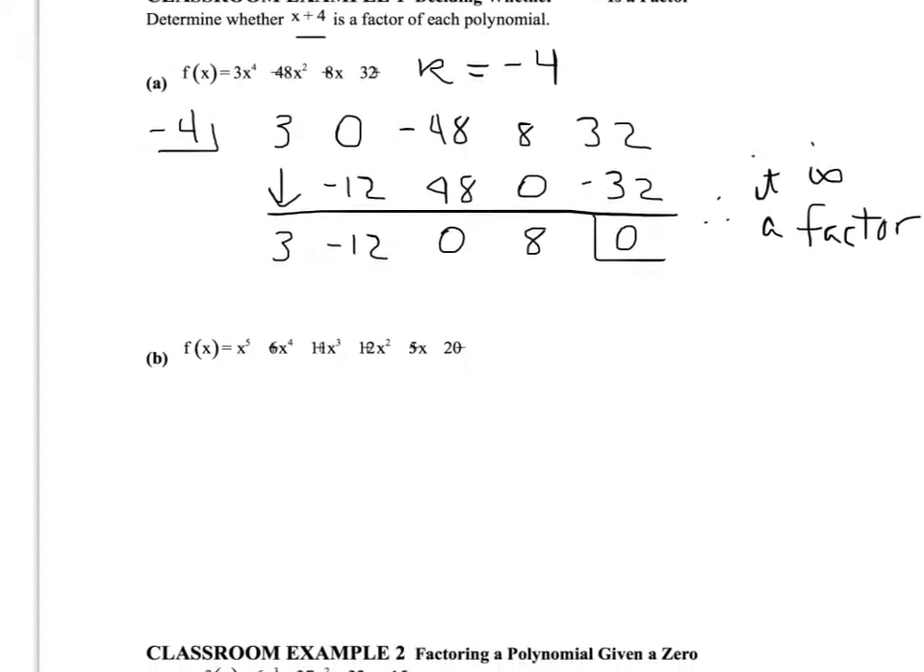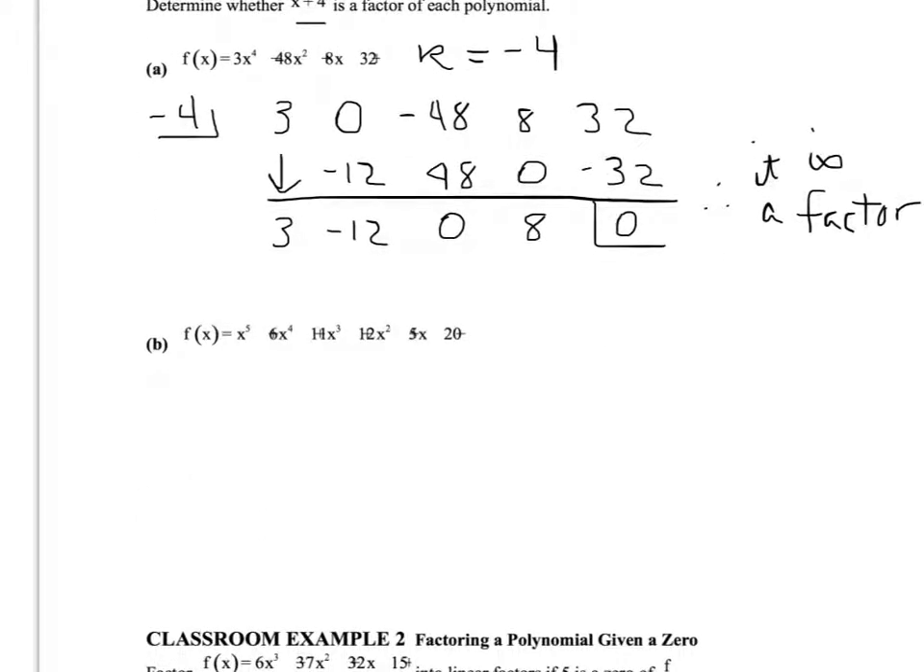Now, the next one, we're still testing to see if x plus 4 is a factor of the polynomial. That means we are still using a k value of negative 4. If I go through this polynomial function to get my coefficients, again, if you have any issues seeing signs, I'll call them out to you. We have x to the fifth for the first term. These are in descending order. So my coefficient is 1.